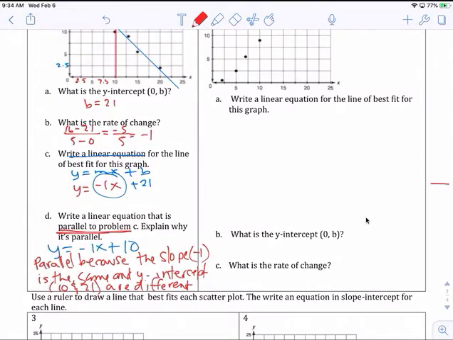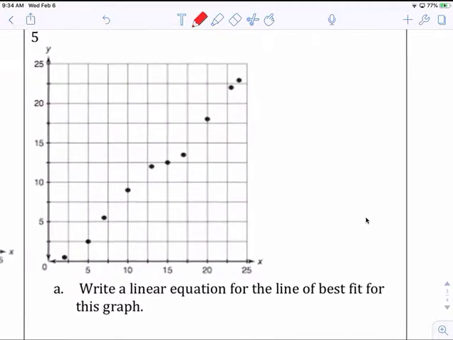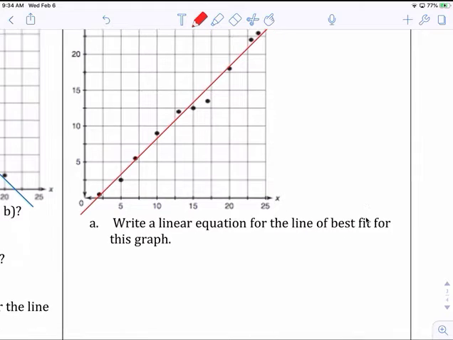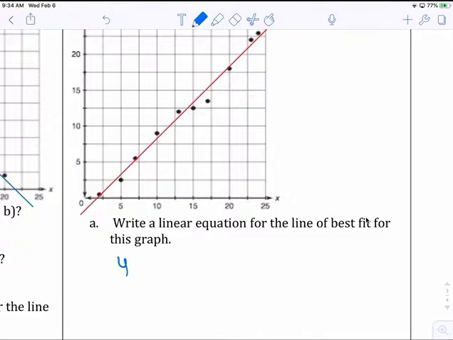Now, same here. It's counting by the same number, so draw your line of best fit. There's no exact one, because there's no y-intercept. We're not sure what this y-intercept is. We need to use point slope. Y minus y1 equals m parentheses x minus x1.